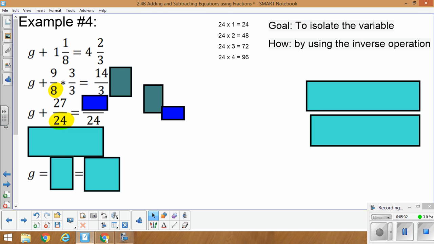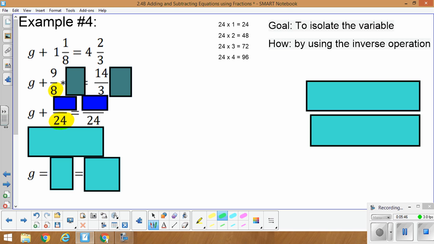Okay, so one more time. Right now you have a new equation written out, but your numerators are blank. To find the new numerator, 8 times 3 gives me 24. So I'm going to take 9 and times that by 3 to get 27. Okay?